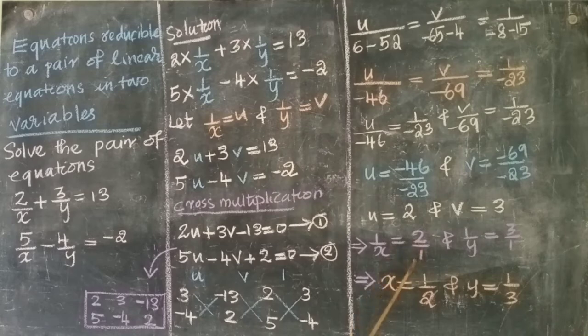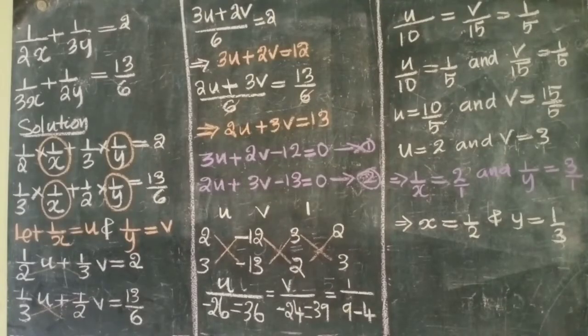1 by x equal to 2 by 1. So we can write x equal to 1 by 2. Take the reciprocal. 1 by y equal to 3 by 1. So we can write y equal to 1 by 3. Take the reciprocal. So we got the values of x and y: x equal to 1 by 2 and y equal to 1 by 3. These are the solutions. This question you have to practice again 2 or 3 times in your rough notebook. This question is very important.